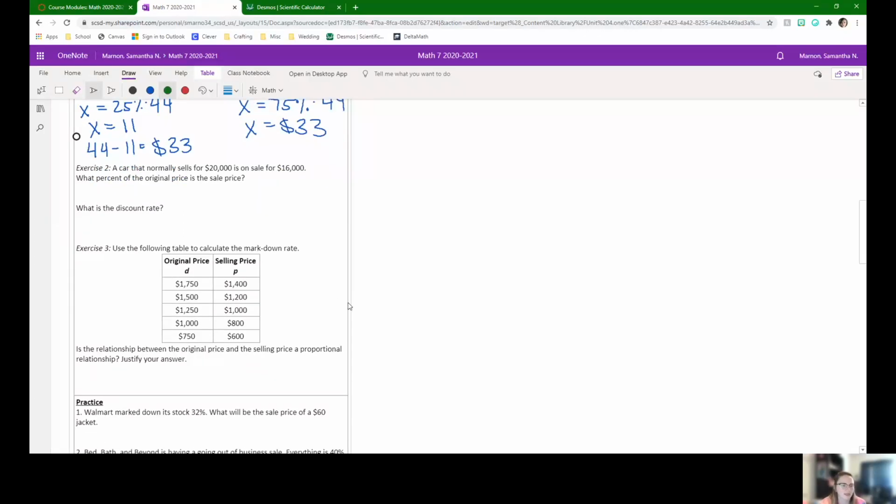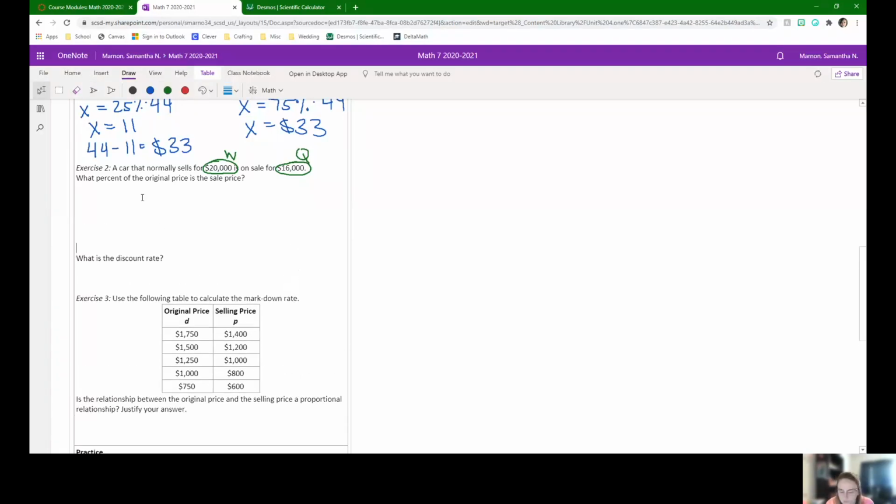So let's look at exercise 2. A car that normally sells for $20,000 is on sale for $16,000. What percent of the original price is the sale price? So this original price is our whole. The sale price is our quantity. They just want to know what percent is that of that. So this is just going back to our basic quantity equals percent times whole. We don't even really need to think about which is what.